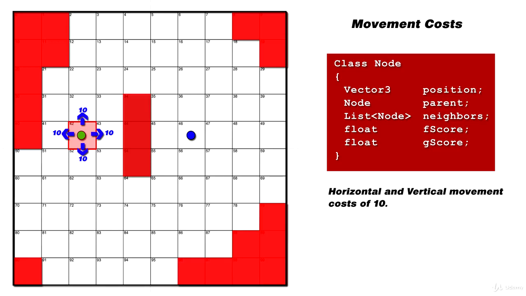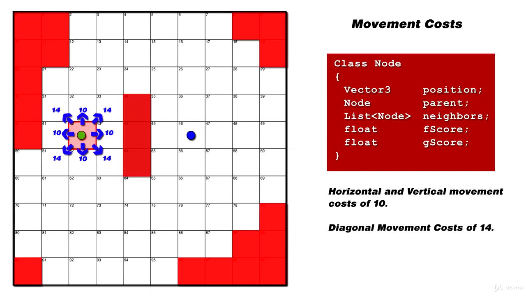Now, as this is also going to be an 8-way Pathfinder example, it means we can also move diagonally into neighbors as well. Of course, the distance diagonally across a square is greater than the distance simply moving horizontally or vertically across its width or height. So I'm going to assign a diagonal movement cost of 14.